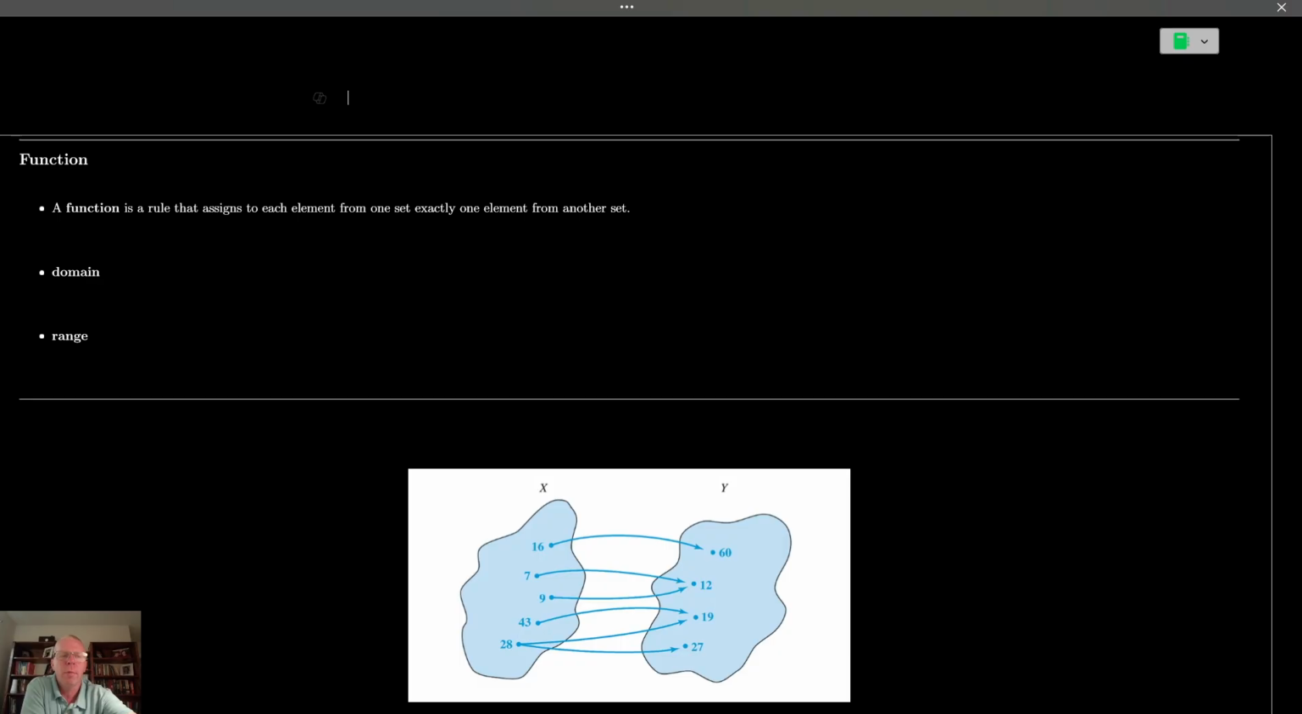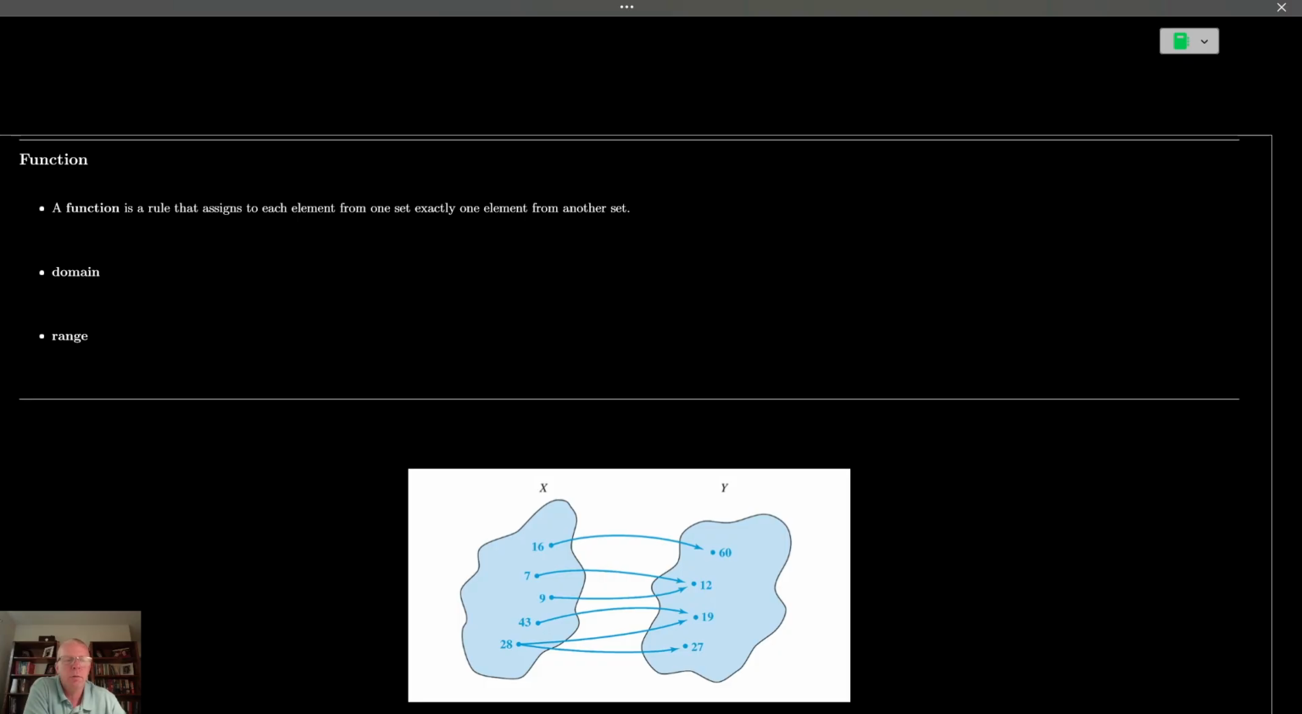And so some of this will be a review from what we talked about in the 1.2 video, but we're going to get into a little bit more detail as far as properties of functions go and what we can do and talk about with them. So the first thing is the definition that we talked about last time. A function is a rule that assigns each element from one set to exactly one element of another set.